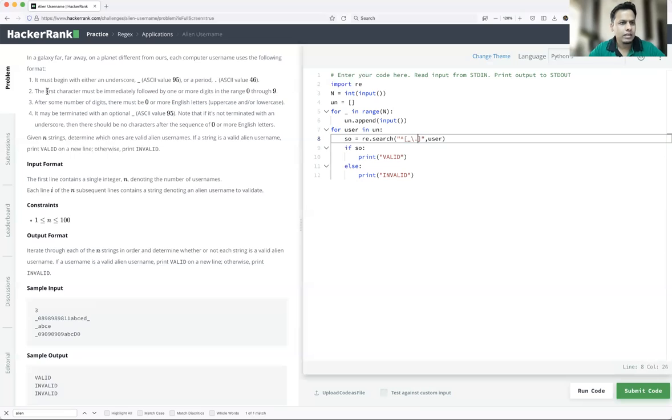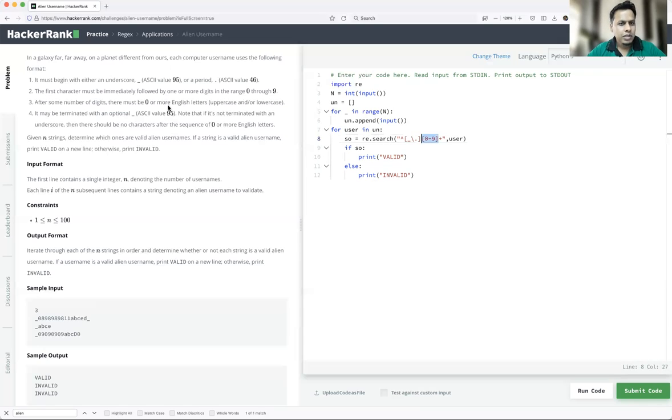Now let's go with the second condition. The first character must be immediately followed by one or more digits in the range 0 through 9. So after this it must be any digit 0 to 9, and at least one or more. So let's write 0 to 9 and I'll use the plus character. Plus stands for at least one, and it could be more. That's what it is telling, right? Now the next one, after some number of digits. Some number of digits would have already come here because of the plus.